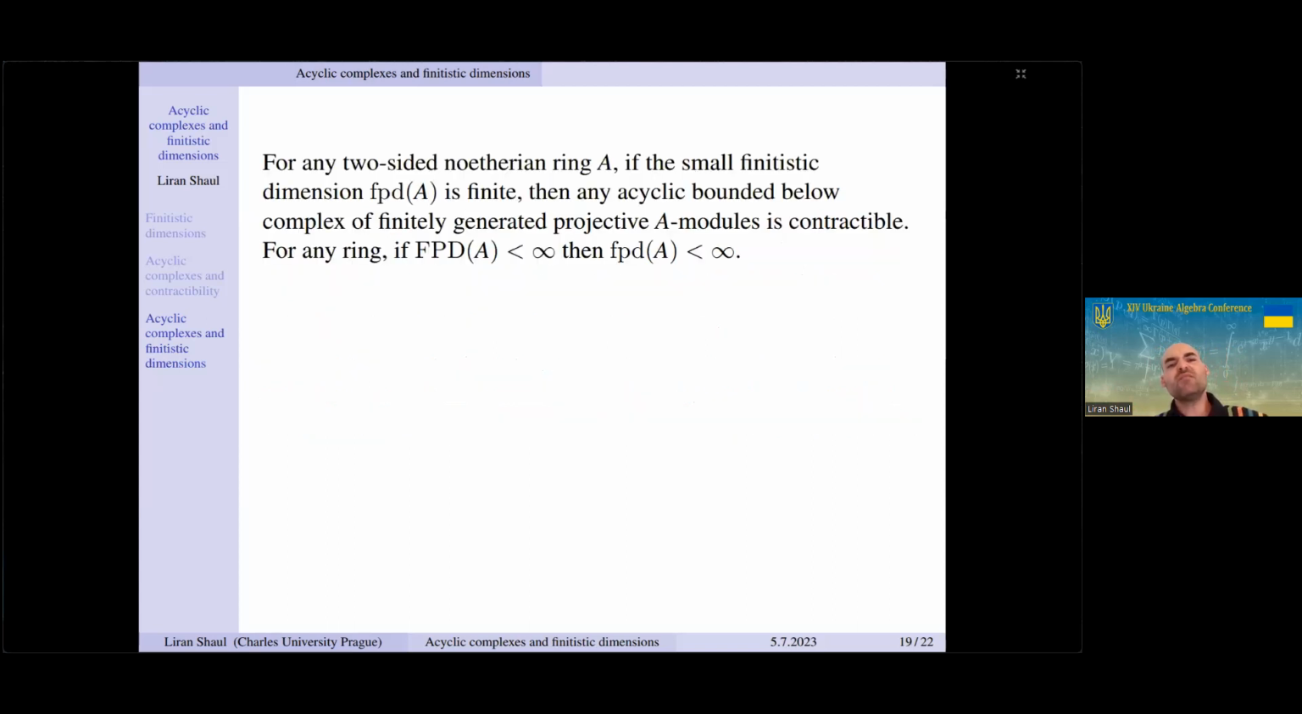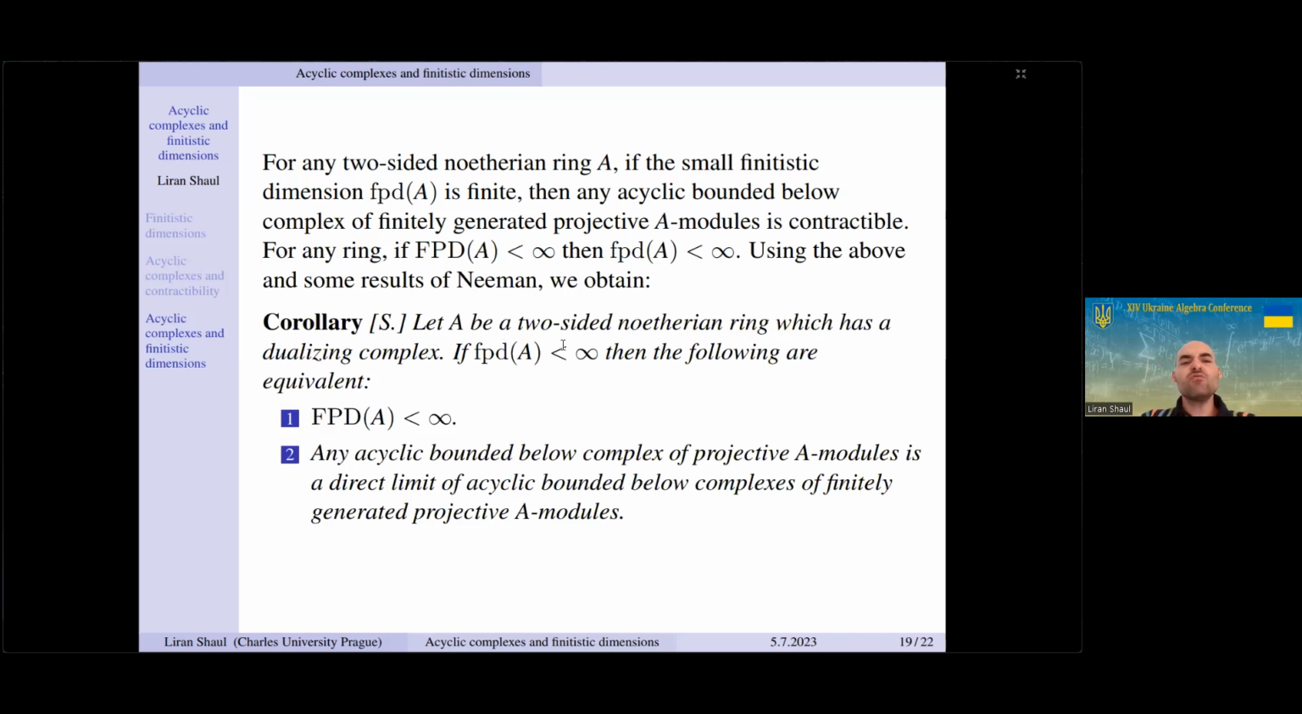Now, I also want to say something about the small finitistic dimension. Everything I said so far was about the big finitistic dimension. So clearly, if the big one is finite, then the small finitistic dimension is finite. But using the above, I can actually tell you when the converse holds. So using this and some results of Neeman, I can show that if a Noetherian ring with a dualizing complex has small finitistic dimension being finite, then its big finitistic dimension is finite is equivalent to the fact that any acyclic bounded below complex of projectives is a direct limit of acyclic bounded below complexes of finitely generated projectives.